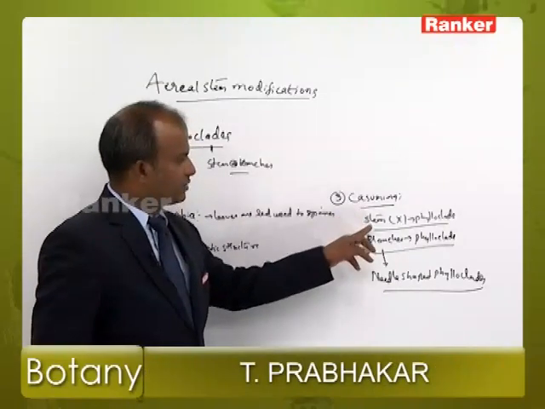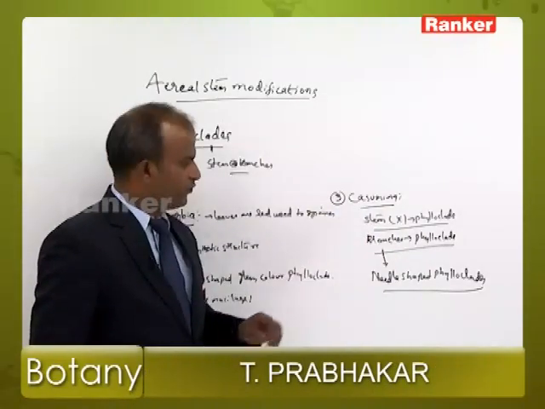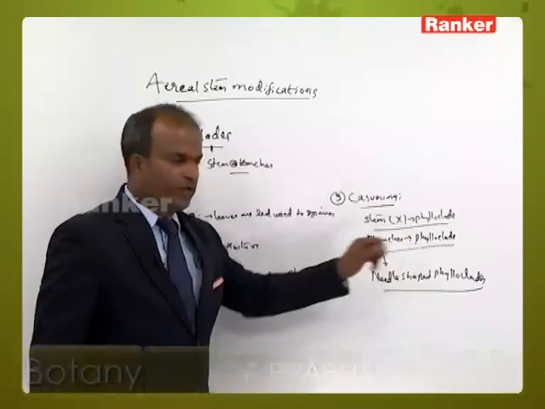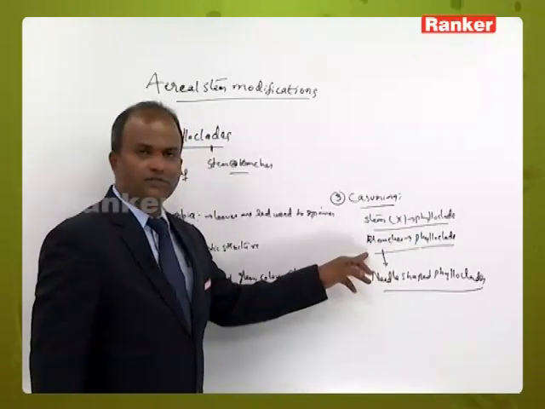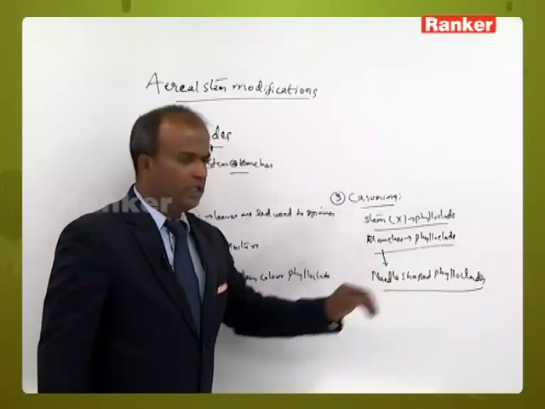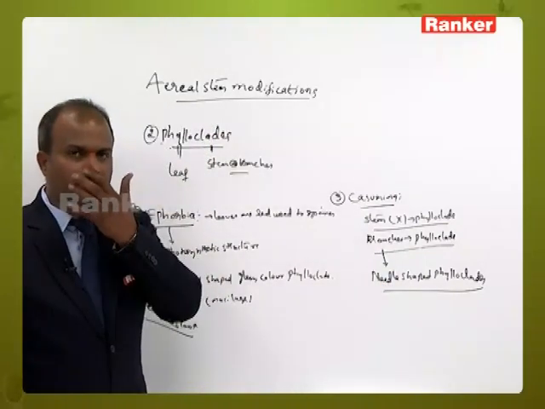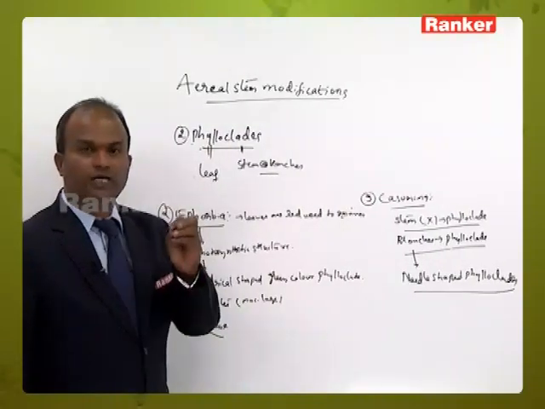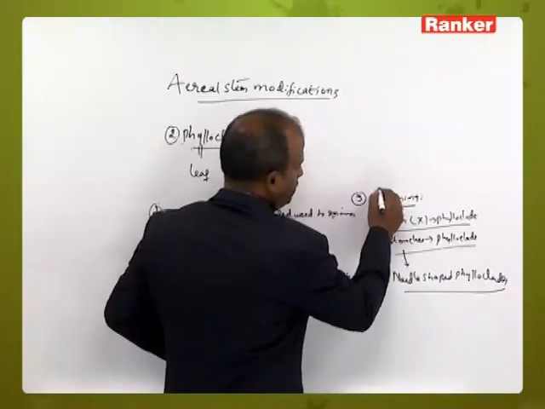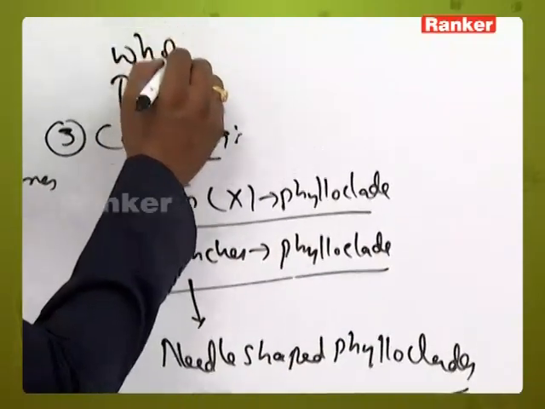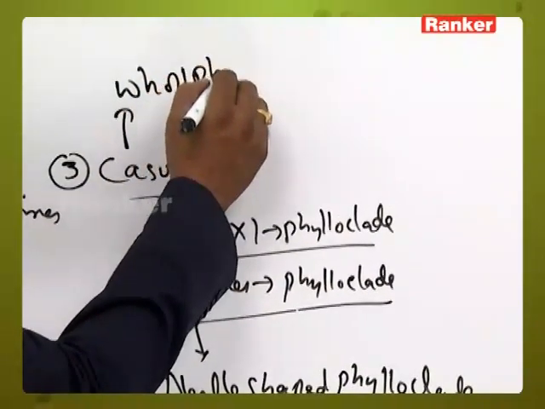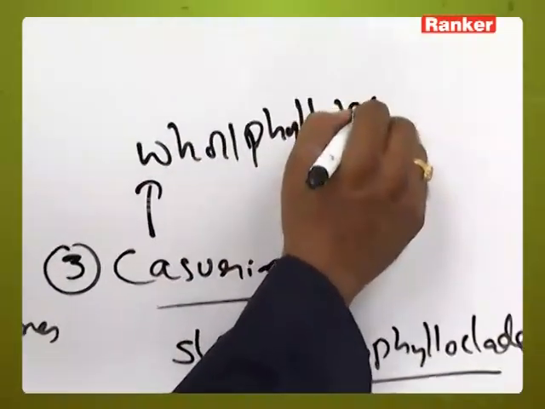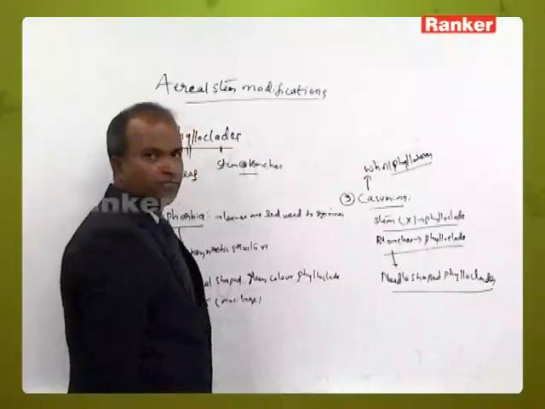In casuarina, the stem itself is not modified into phylloclade. Branches are modified into phylloclades. Which shaped branches? Needle shaped branches are modified into phylloclades. In this casuarina, which type of phyllotaxy can be seen? Whorled phyllotaxy can be seen.